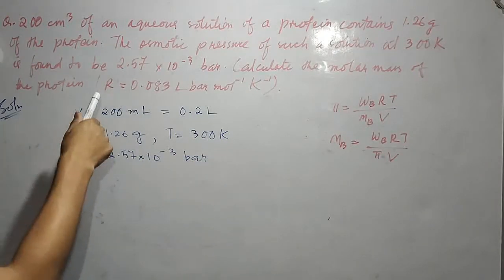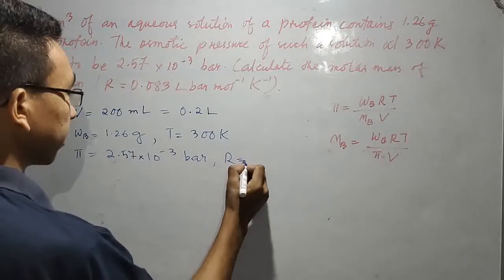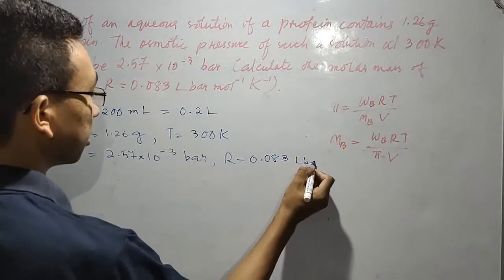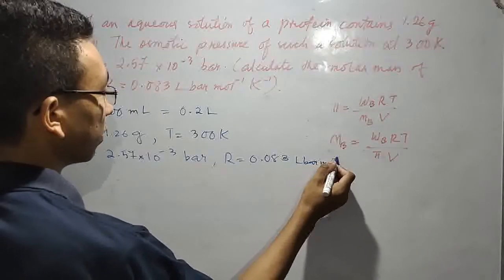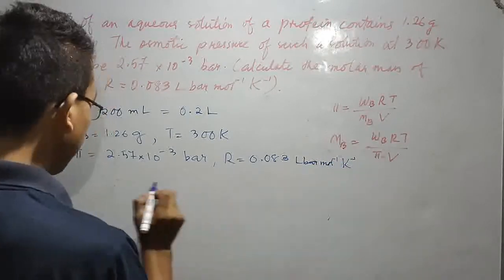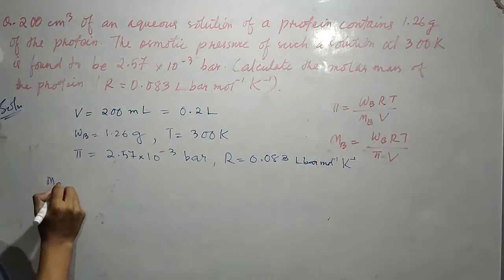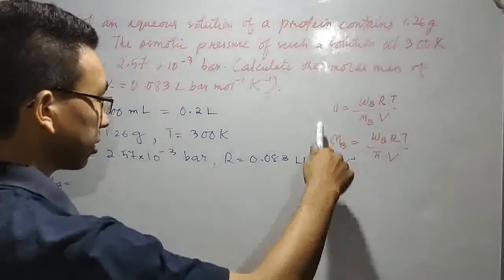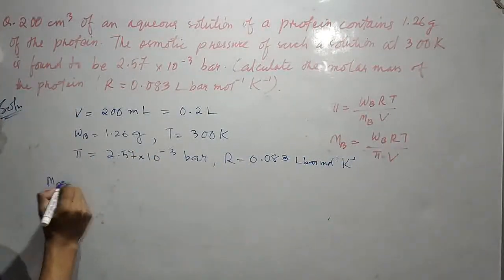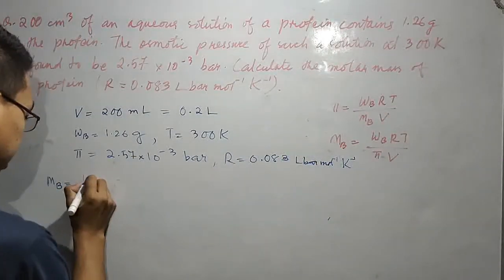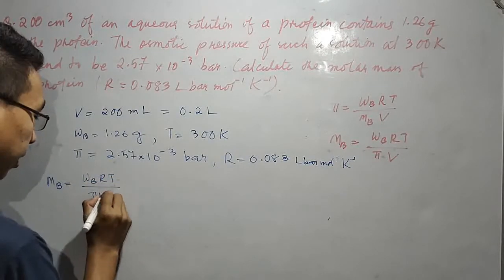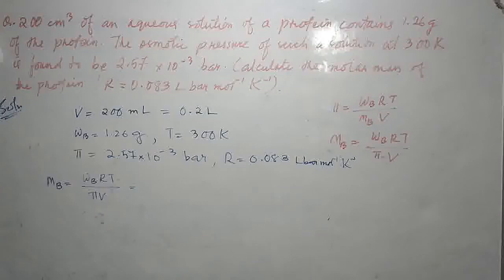The value of the gas constant is 0.083 liter bar mole inverse Kelvin inverse, and we are asked to find the molar mass of the protein. We already know the formula, that is MB equals WB RT by pi V. So we just have to substitute the values.